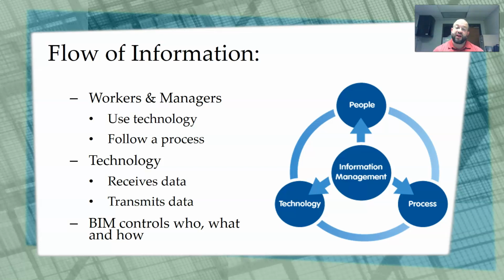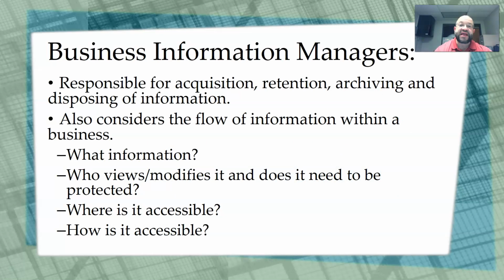Business information managers control who has access to it, what they have access to, and how they access it. Again, it's a combination of people, process, and technology. Okay? All righty, there we go. Next slide. Business information managers are also responsible for acquiring the data, holding on to it, and keeping it secure. What are they going to do with it when it gets old? Archiving and storing the data. And then when the data is no longer valuable, how do they dispose of the information?